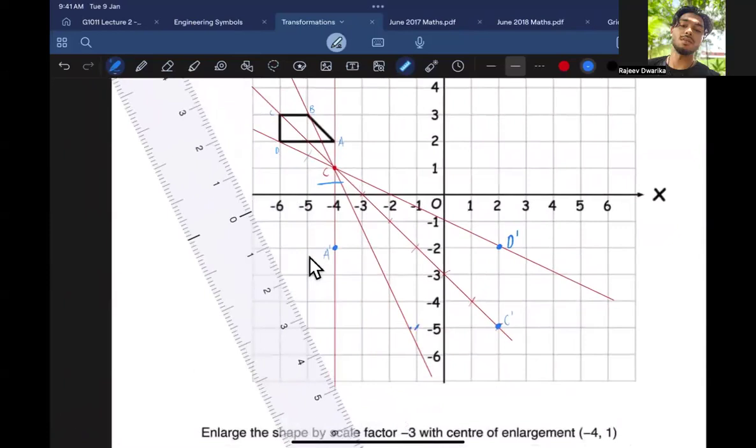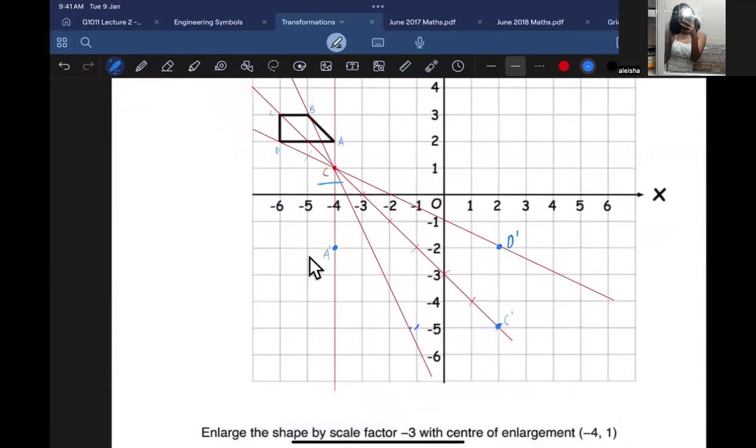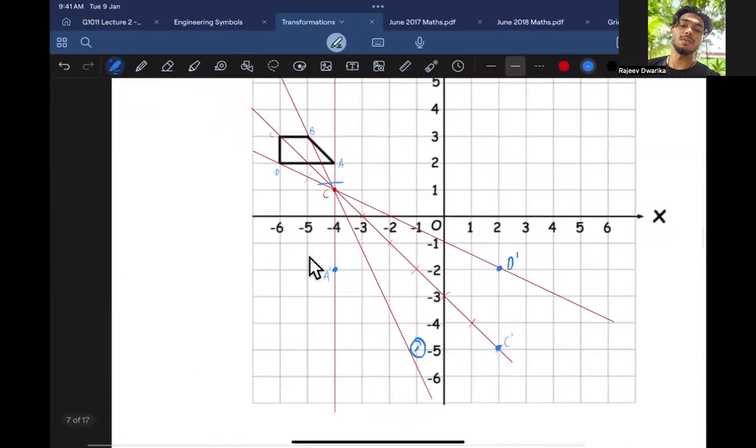But the real thing is supposed to be over here. I'm going to show you something. If we're making it 3 times bigger, what's the distance from B to C? 1. Are we making it 3 times bigger? So the new one's supposed to be 3. So 3 from this point would be 1, 2, 3. Here to there.